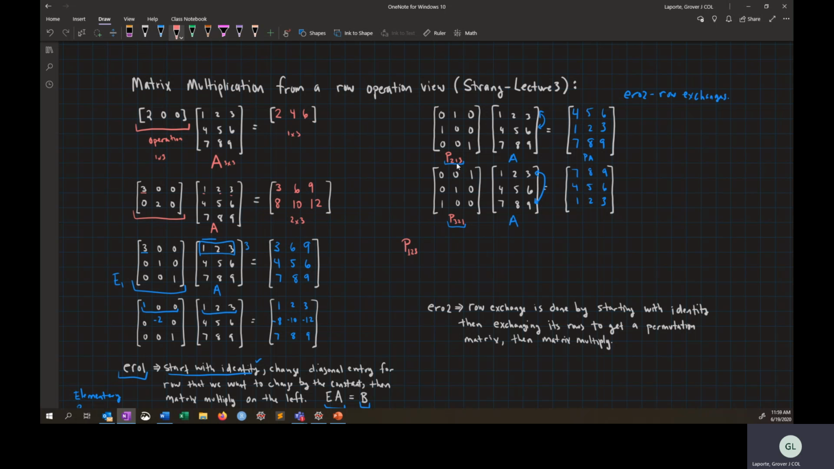Take the first row of the identity and put it in the second row, and take the third row of the identity and put it in the third row. So why do I write it like this? It's so I can simply go, well, how many of these do we have for a 3 by 3 matrix?